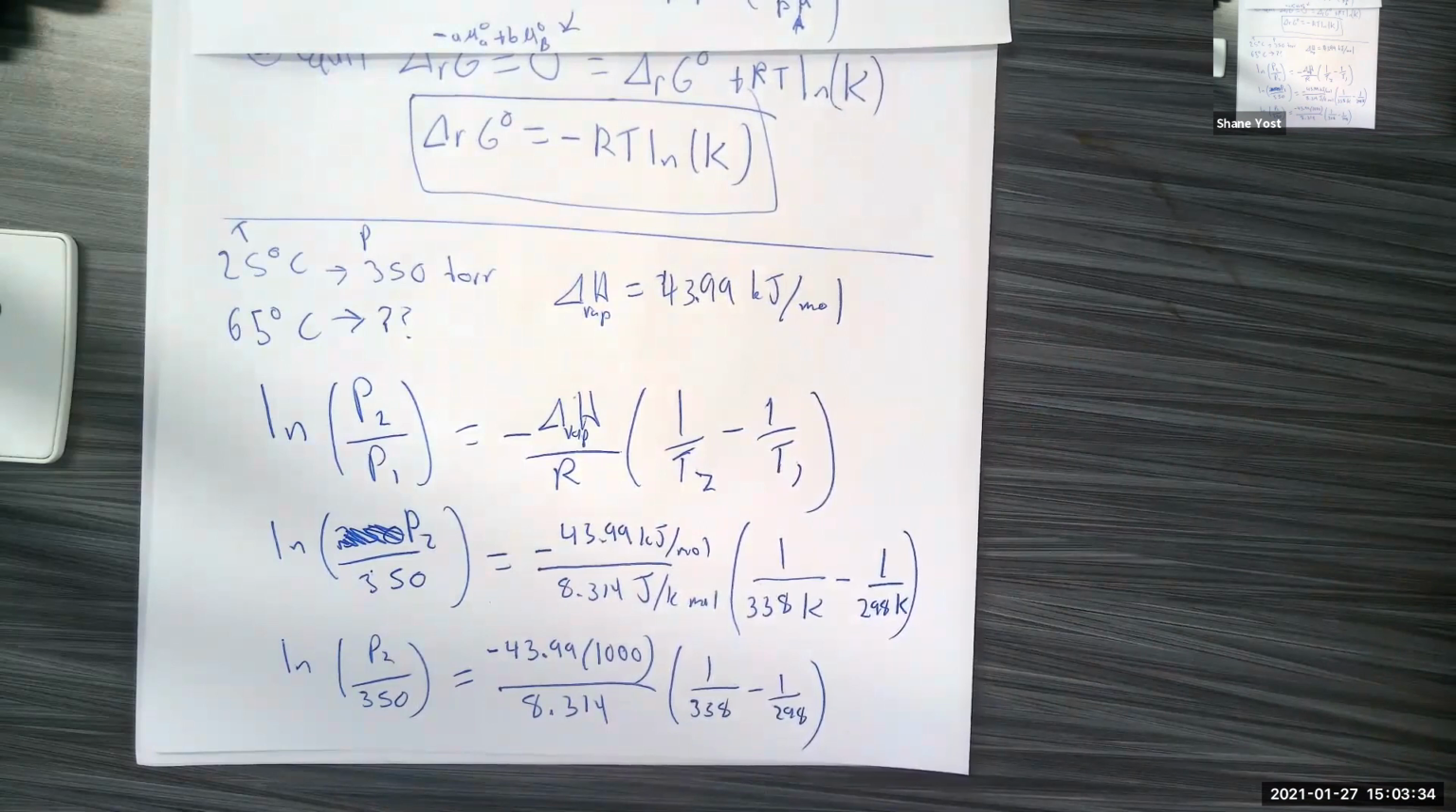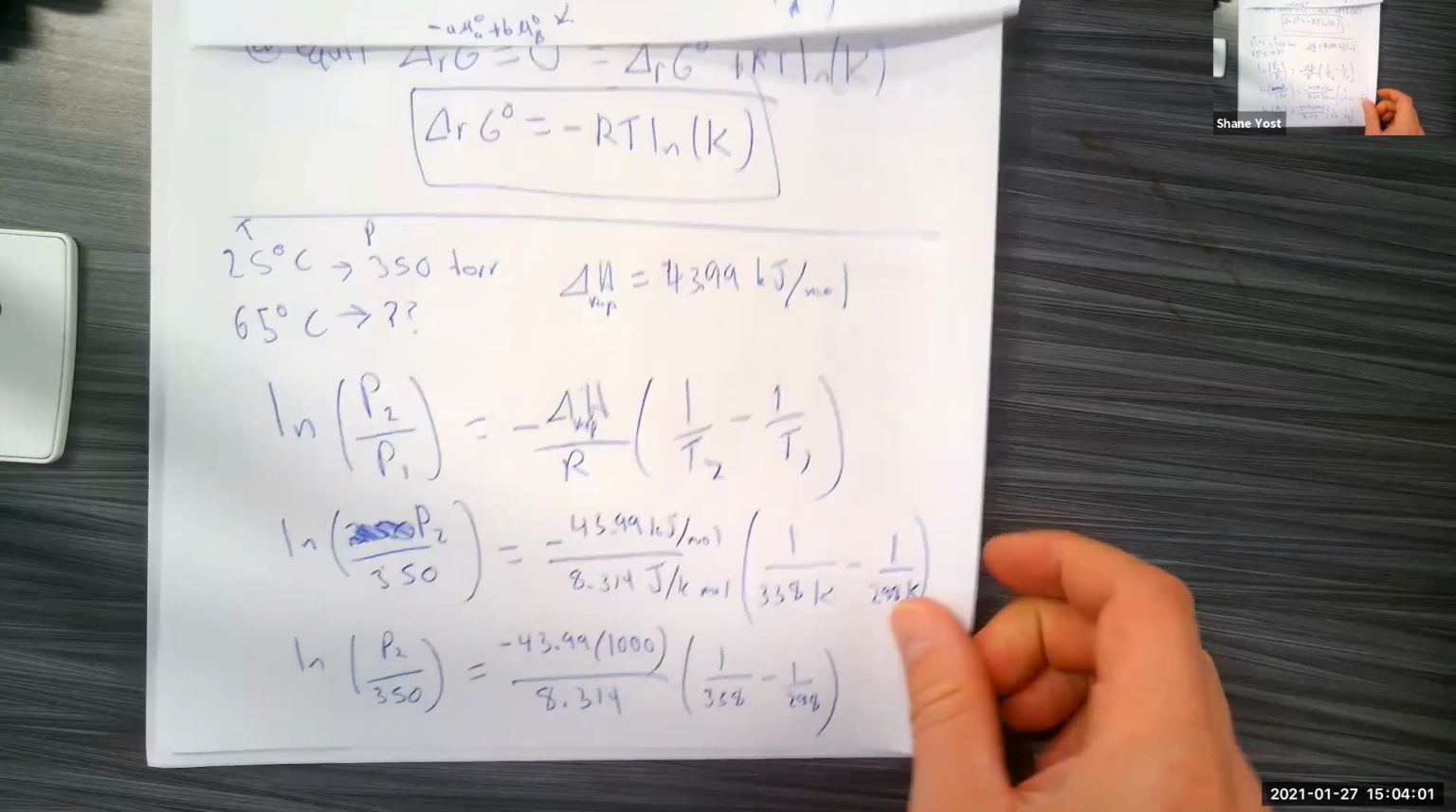I didn't do that right. I accidentally had to multiply instead of divide. That's my problem. Okay, 1,000 times 43.99 divided by.